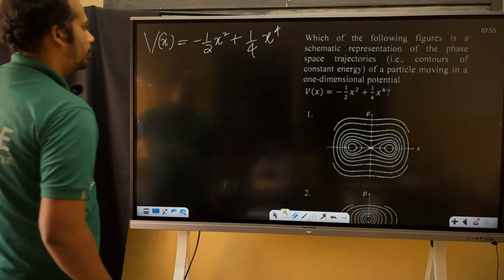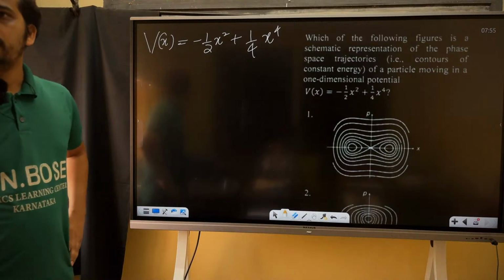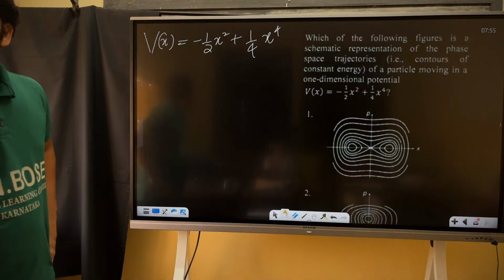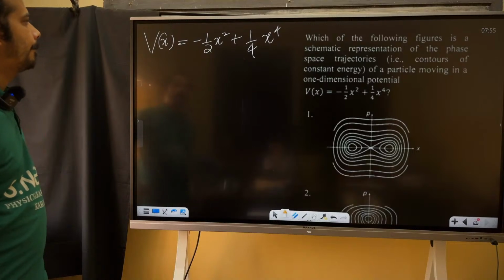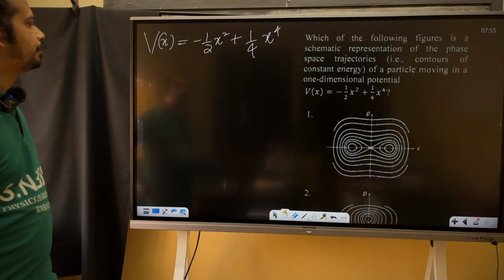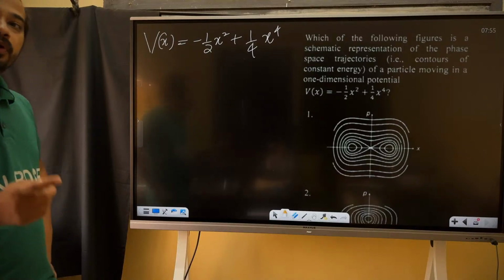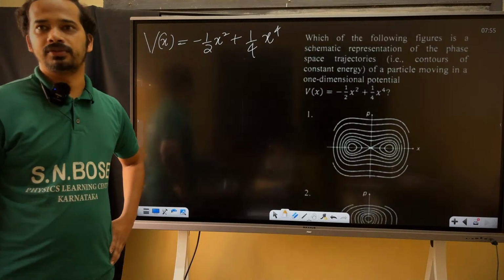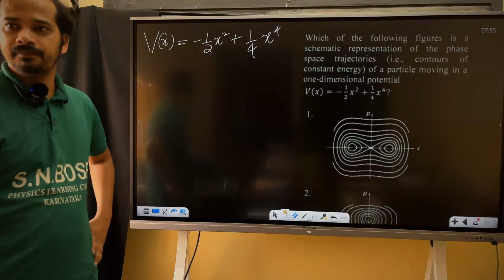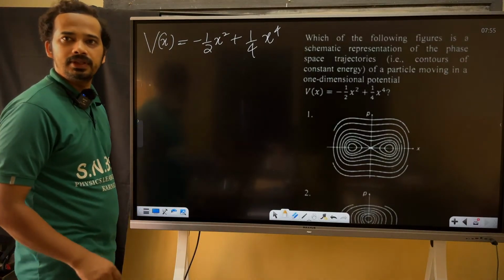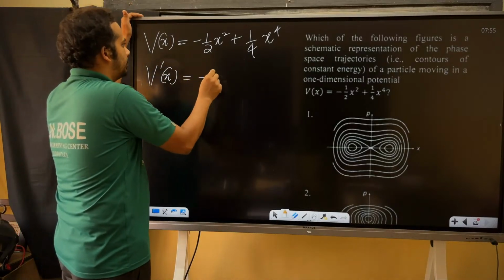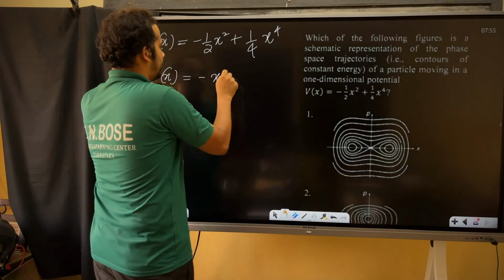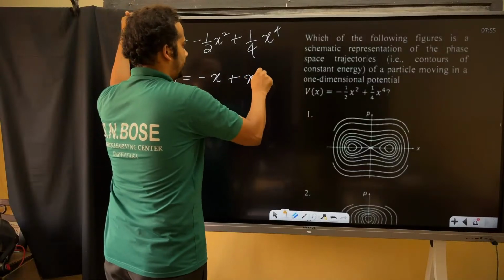How do you do this one? We can take x square and x raised to 4, then analyze where x square is dominating. But now we need potential minimum and maximum also here. So it's better to go for the derivative idea. V dash of x, what is this one? Minus x plus x cube.